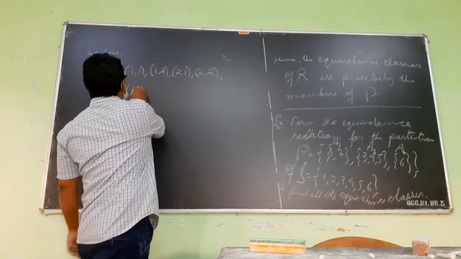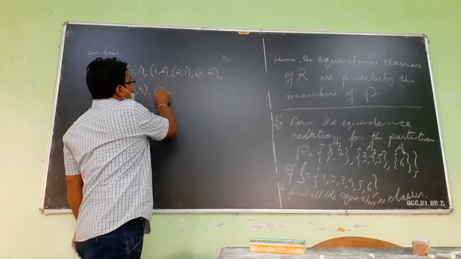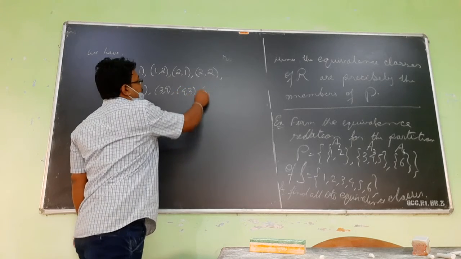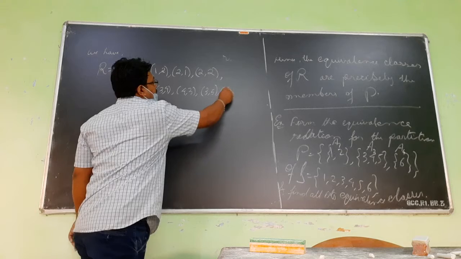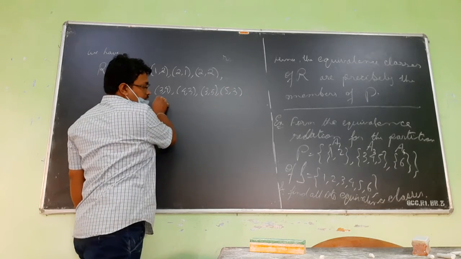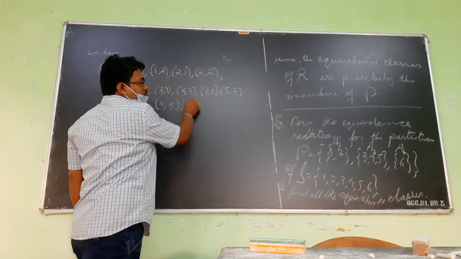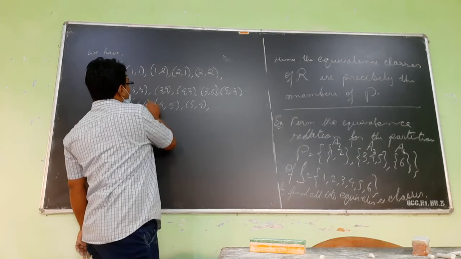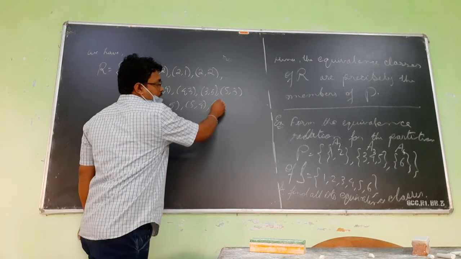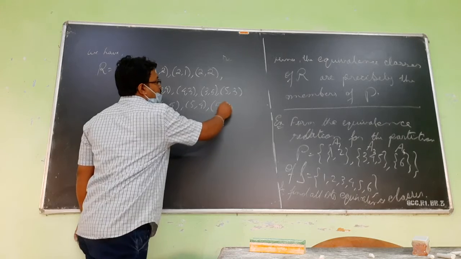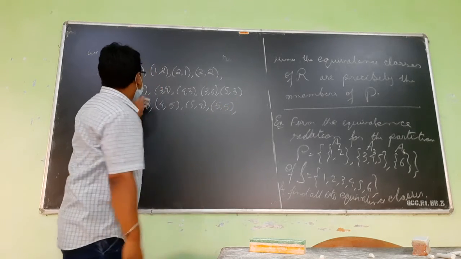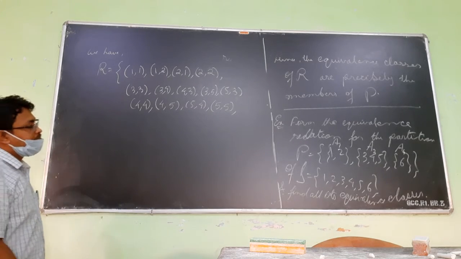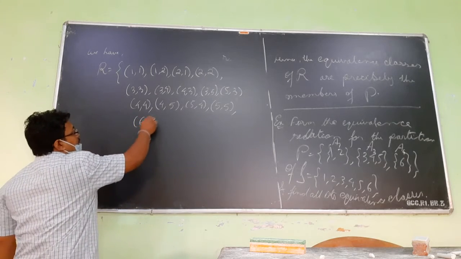From the second set, what type of elements will I get? 3 related to 3, then 3 related to 4, and 4 related to 3. And then 3 related to 5, 5 related to 3. Also 4 related to 5, 5 related to 4, and 4 related to 4, and then 5 related to itself. So these are the elements from the second member. And from the last member I have only this relation.